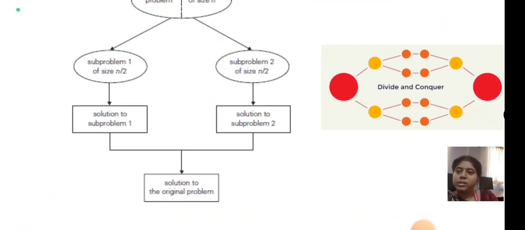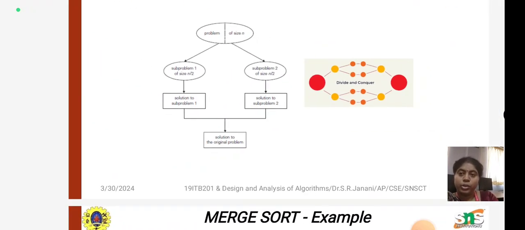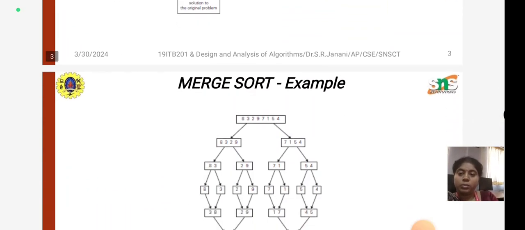Here we consider a problem of size n. The problem is divided by 2, giving the first subproblem and the second subproblem. Again it will be divided until we get equivalent sizes. Once we solve the subproblems, we will merge them, and finally we will get the final solution. So this is an example of merge sort.